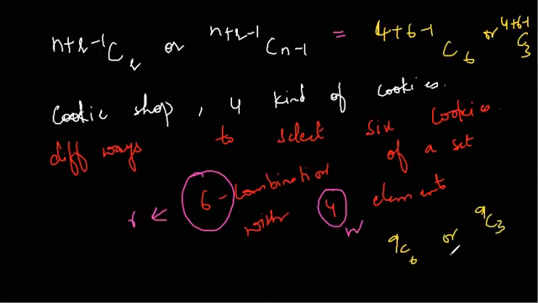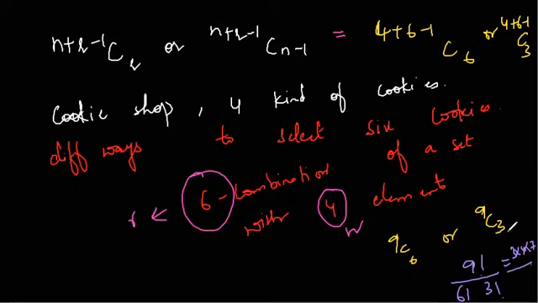So the solution for this question will be 9 factorial by 6 factorial into 3 factorial. So it will be 3 into 4 into 7, the final solution. So this is the combination with repetition.